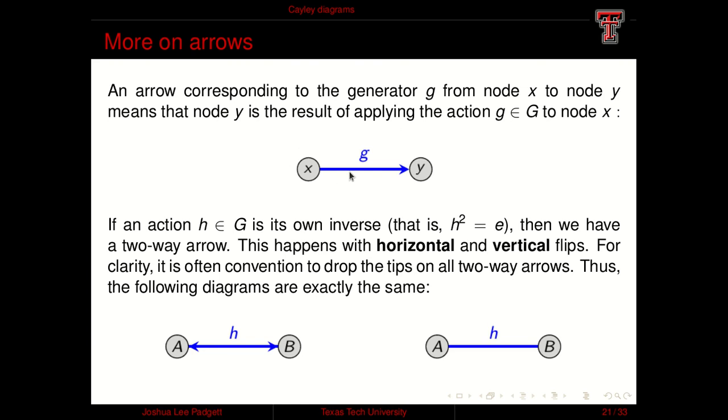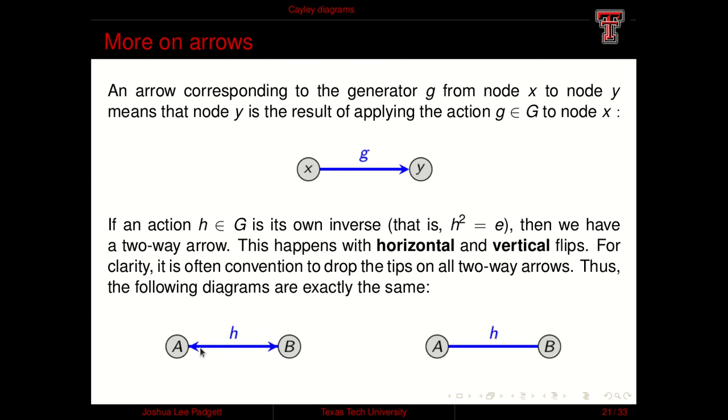Now, if an action is its own inverse, which was exactly the case we had before, right? 2 horizontal flips result in nothing. Well, then the idea is if I apply H to A, I get B. And similarly, if I apply H to B, I get A. We use this double-sided arrow here.